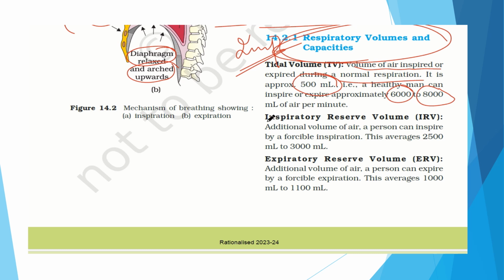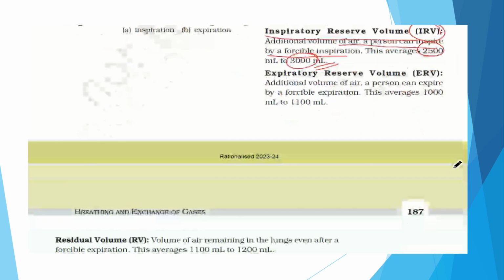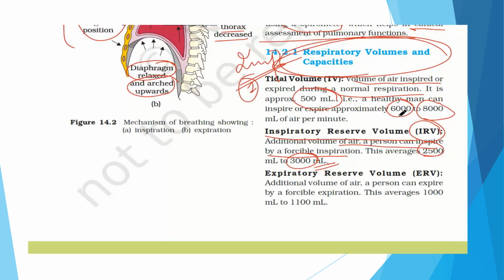Now, what is the inspiratory reserve volume or IRV? This is the additional volume of air a person can inspire by a forcible inspiration. After the normal inspiration is done, if you are forcibly inspiring the air, this averages to about 2,500 to 3,000 ml. This is the amount of air which is taken in forcibly. This is the inspiratory reserve volume. Next to which, the first one is the tidal volume, the amount of inspired and expired air.